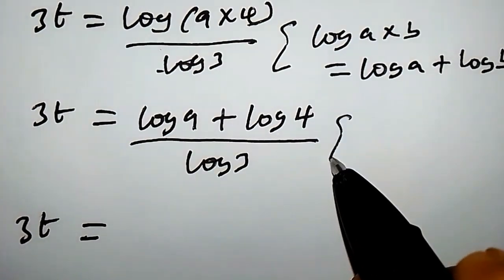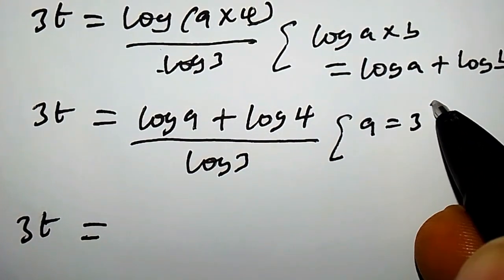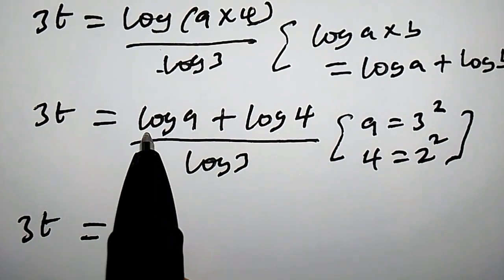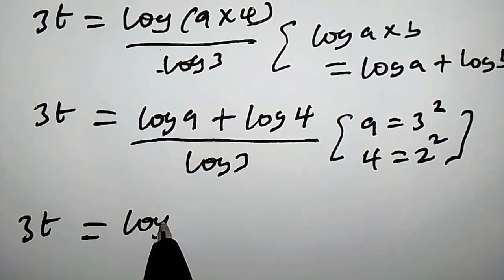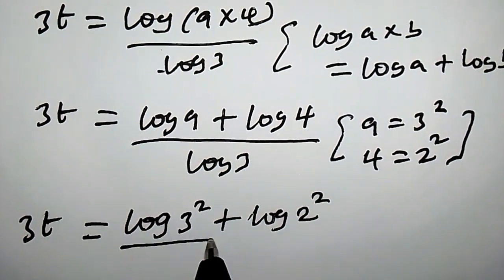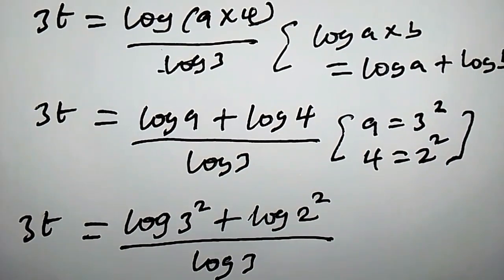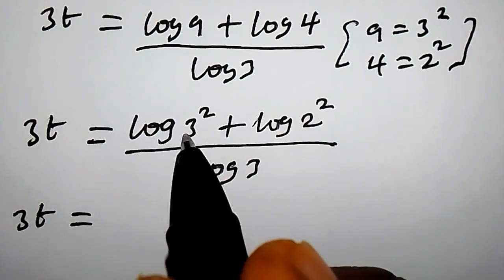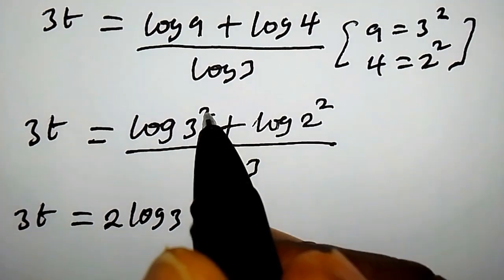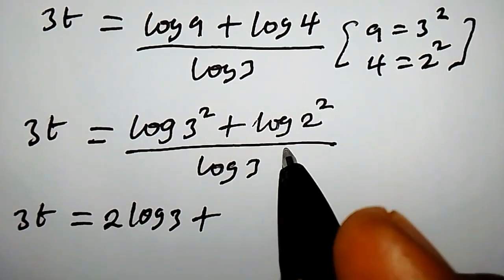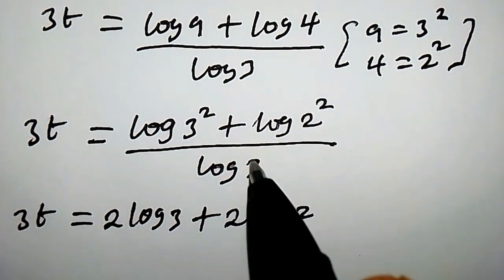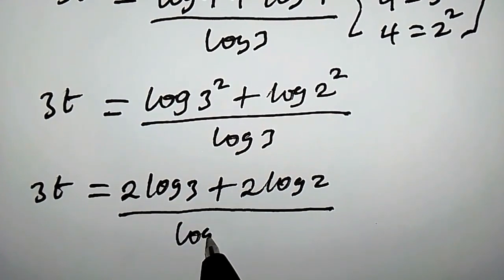3t is equal to, we can rewrite 9 as 3 square. Likewise, 4 could be written as 2 square. So this numerator becomes log 3 square plus log 2 square divided by log 3. 3t is equal to, log 3 square is the same thing as writing 2 times log 3, by just moving this power down, plus log 2 square can also be written as 2 times log 2, by just moving this power down, divided by log 3.